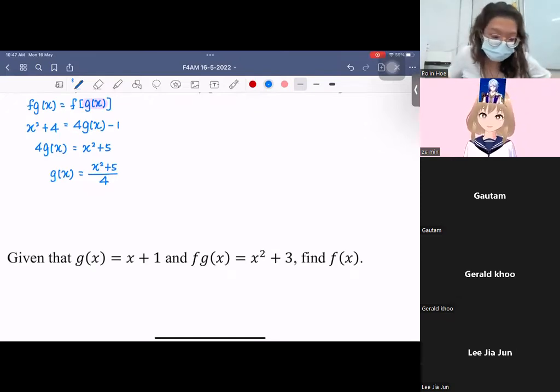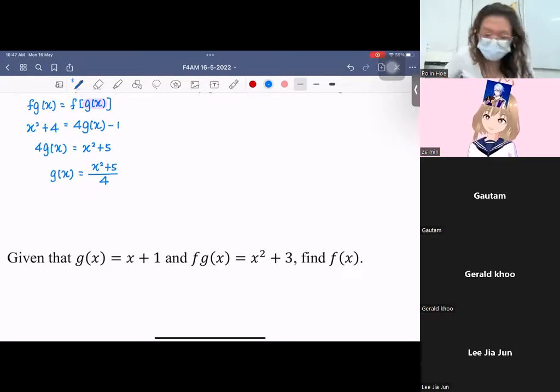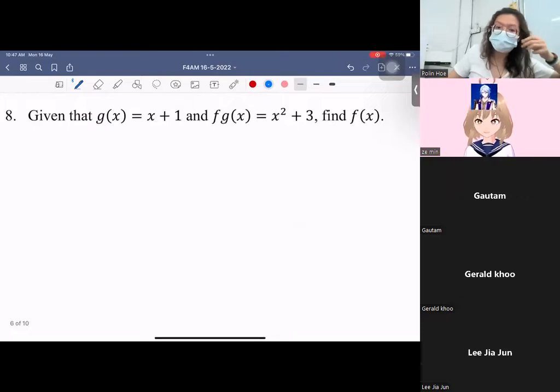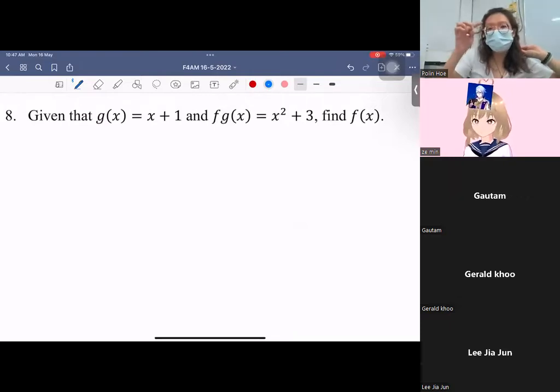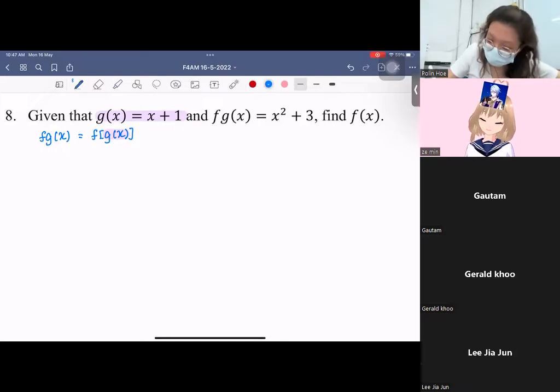And now let's proceed to question 8. Question 8 will be the hardest and most students do not know how to do it, but actually it's very easy. You just use the help of y. You will realize that every time I also write out this line. What is my g(x)? g(x) equals x + 1.